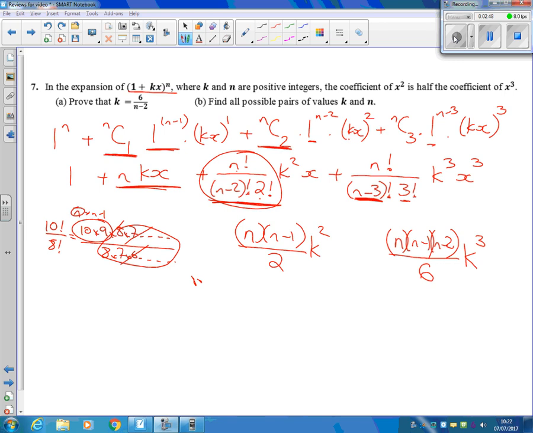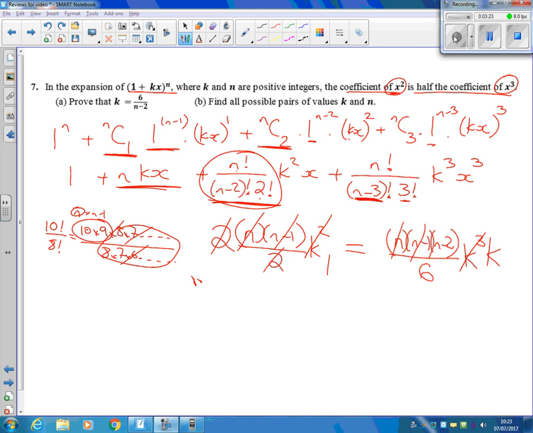They are the two coefficients, and we've been told that the coefficient of x squared is half the coefficient of x cubed. So if I times that one by 2, they would both be exactly the same. Now, let's do some cancelling. Those 2's cancel there. Divide both sides by n, does that. Divide both sides by n minus 1, does that. Divide both sides by k squared. Everything's gone over here, leaving me with 1. There's a k there, and we've got that.